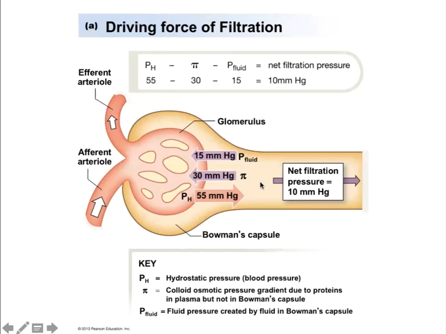So next time we'll talk about how to maintain the GFR constant. Your body is actually very good at doing that. As long as the blood pressure stays between 80 to 180 millimeters of mercury, your GFR is very constant.